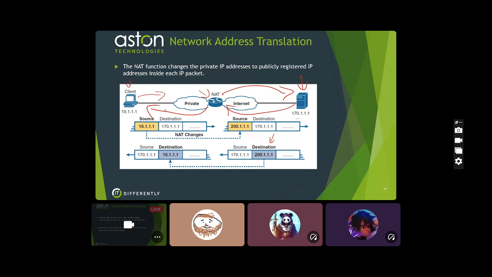Does that make sense? Oh, yeah. So it's just substituting that public address when it needs to be talking to the public internet. And it keeps track of all these conversations. So what, NAT tricks it? It doesn't trick it, it just is a proxy.